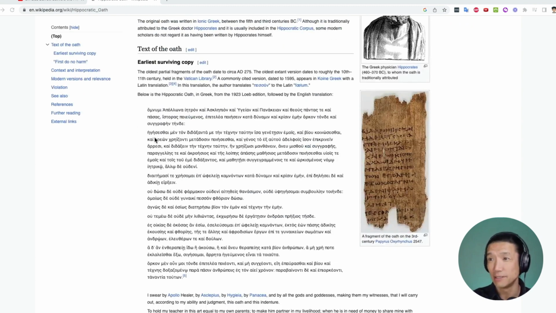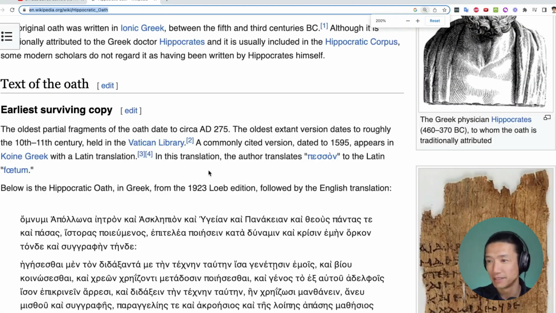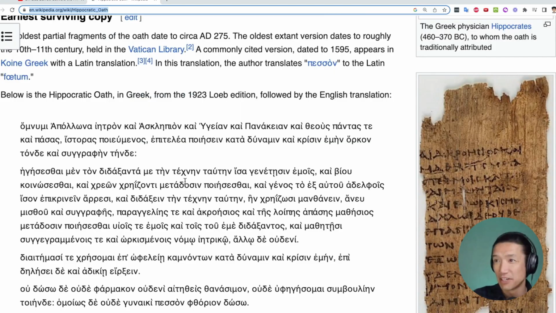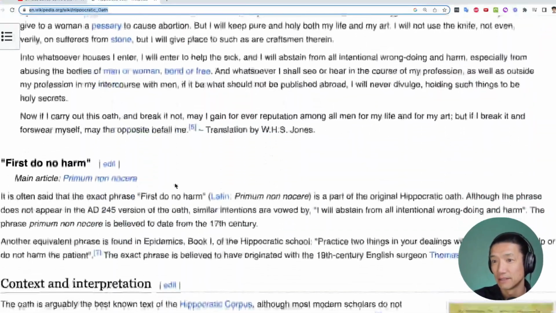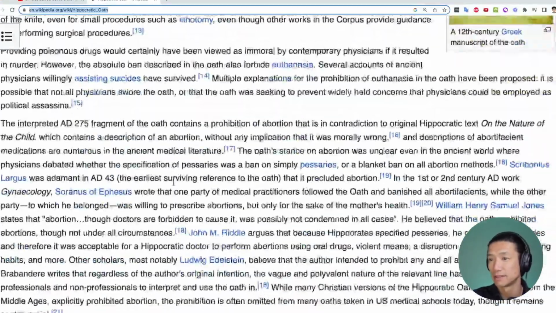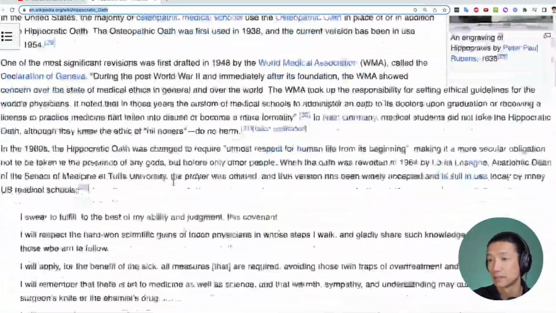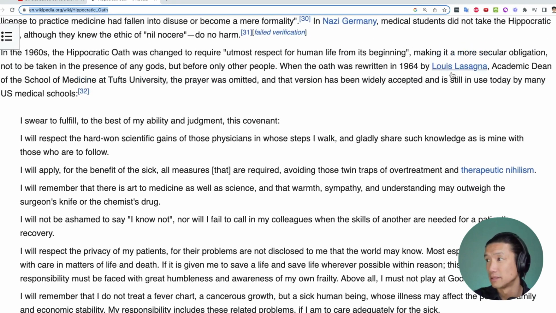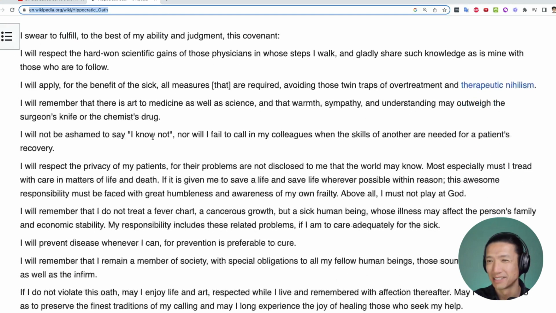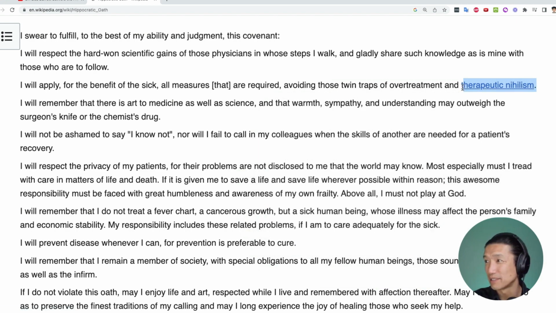So here's the original. Here's the original in Greek. Hope you can understand that. Okay. There's another version. This is it. Louis Lasagna. Okay. And there's some differences. They added, there's this thing, therapeutic nihilism.